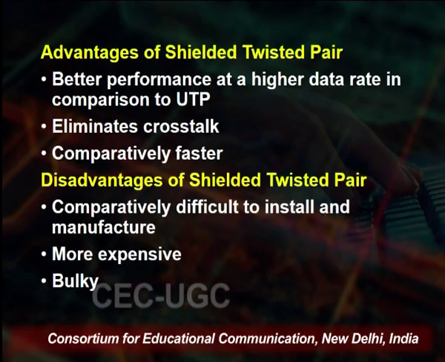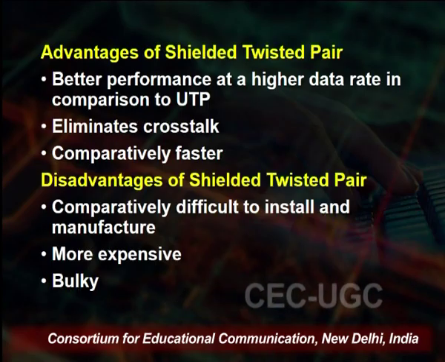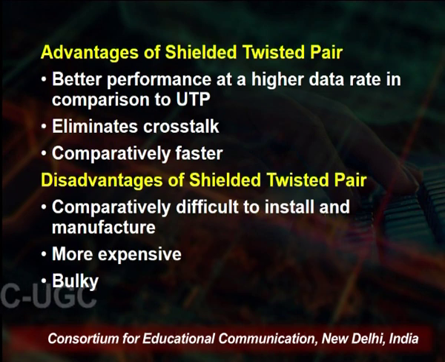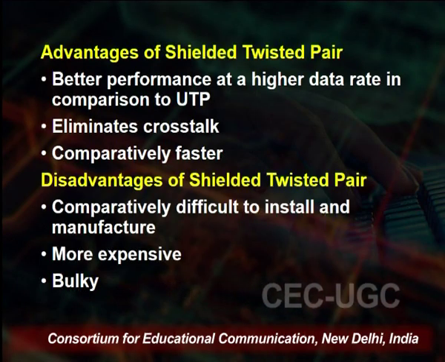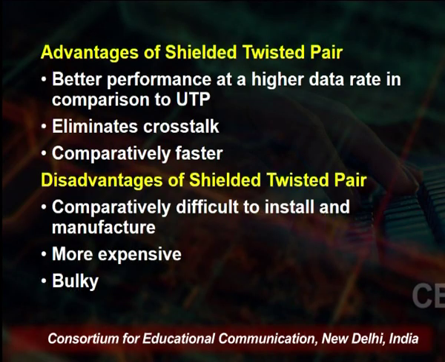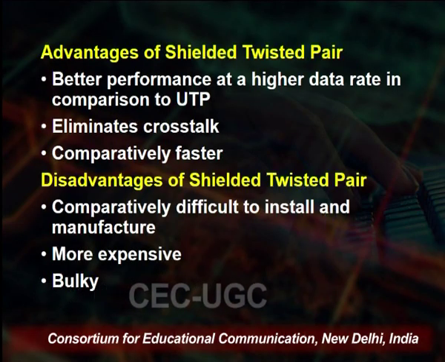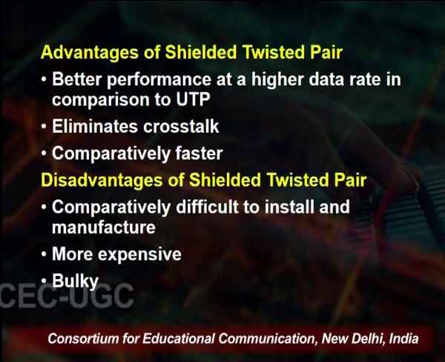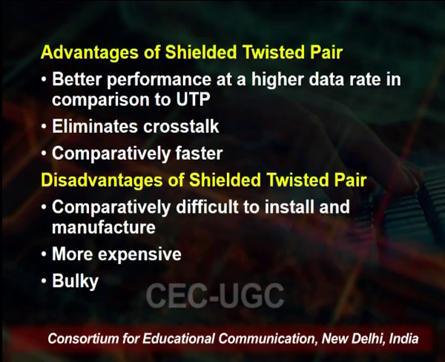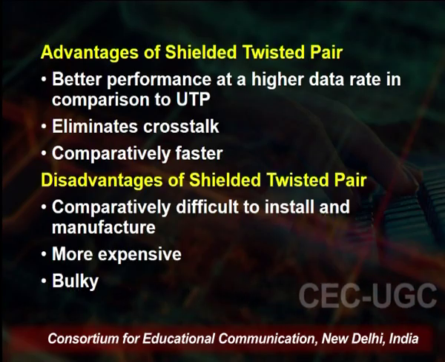When we look into the disadvantages of shielded twisted pair, it is more expensive because of the structure. On similar grounds, it becomes more bulky, and it is comparatively difficult to install and manufacture. So yes, it is comparatively faster and has efficient performance, but on the contrary it is difficult to install and manufacture, with more expensive and bulky parts. So this was about shielded twisted pair.